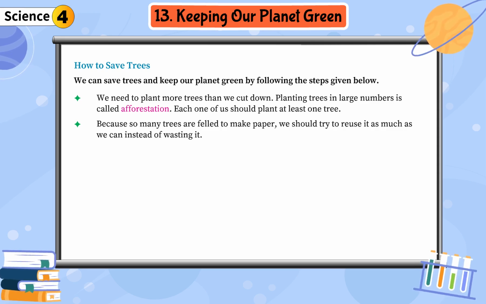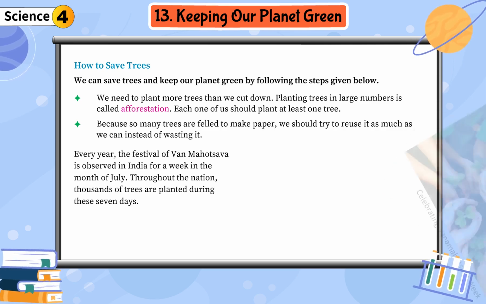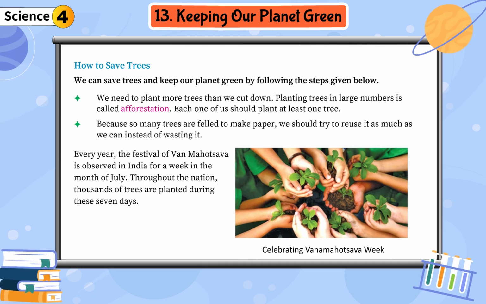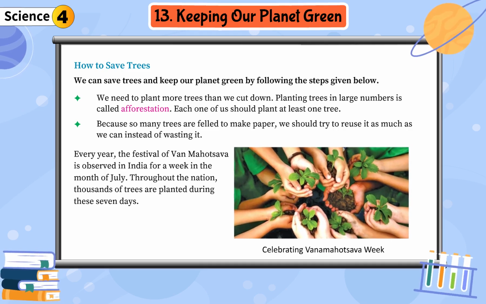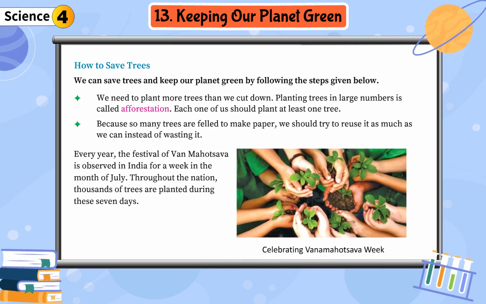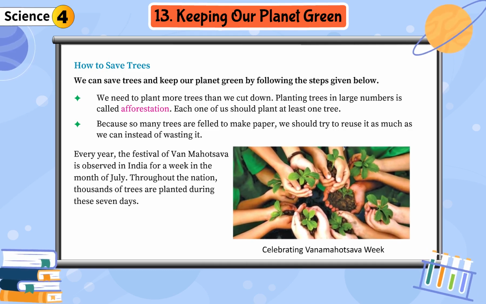Every year, the festival of Van Mahotsav is observed in India for a week in the month of July. Throughout the nation, thousands of trees are planted during these 7 days.